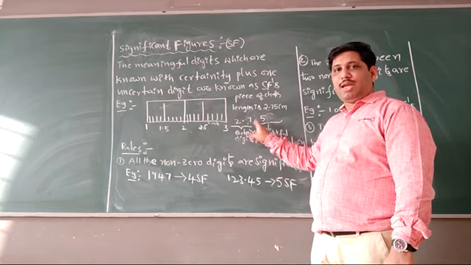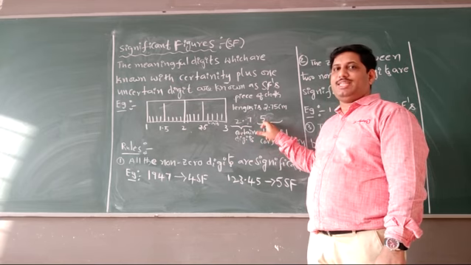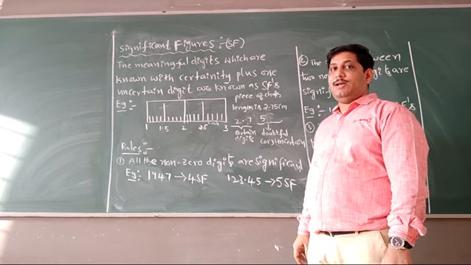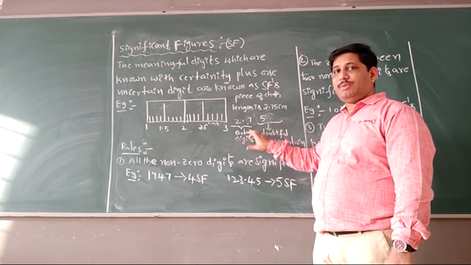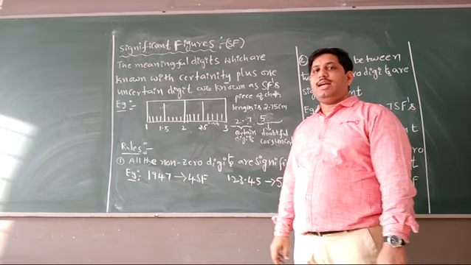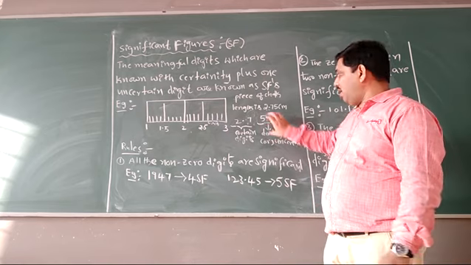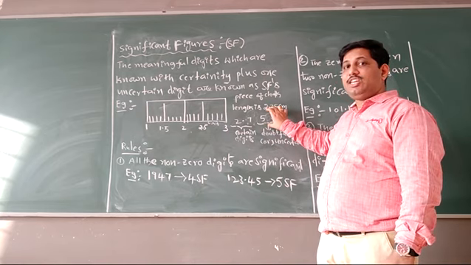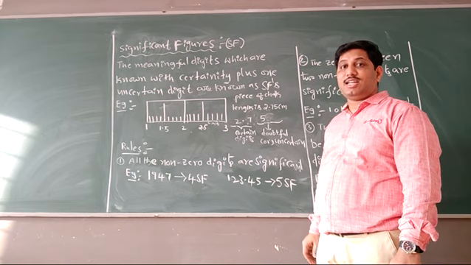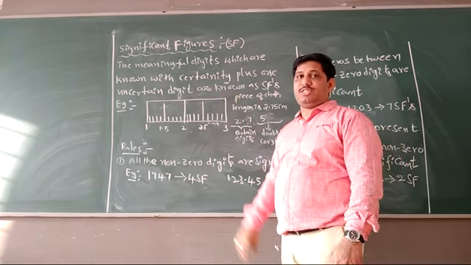Up to 2.7 your answer is correct and 5 is not correct. It will be the doubtful digit. It will be the uncertain digit. Therefore, students, 2 and 7 are certain digits. 5 is the doubtful or uncertain digit. In every number, the last digit is the uncertain or doubtful digit. Therefore, students, now we can discuss the definition once again.